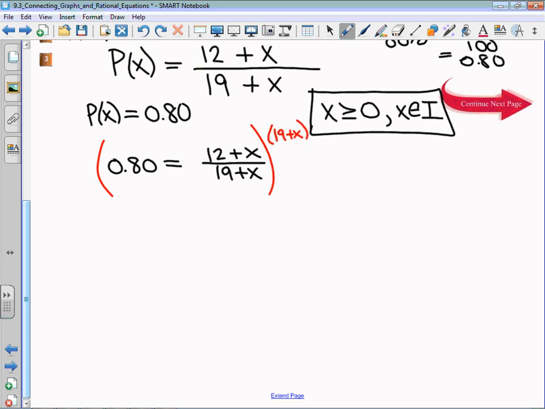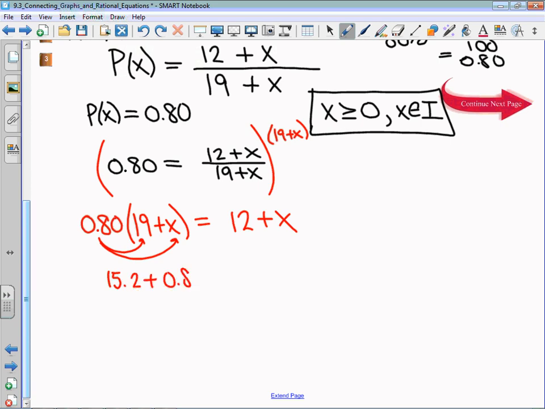On the right-hand side, I get something a little bit ugly. I get, I'll keep that 0 there one more time, 0.80 times 19 plus x. The right-hand side, though, is now just 12 plus x, because the 19 plus x cancels with the denominator, 19 plus x. All right, from here, maybe I should have kept this as a percentage, but we're going to roll with it now. I'm going to distribute that 0.80 into both terms. So 0.8 times 19, I get 15.2 plus 0.8x is equal to 12 plus x.